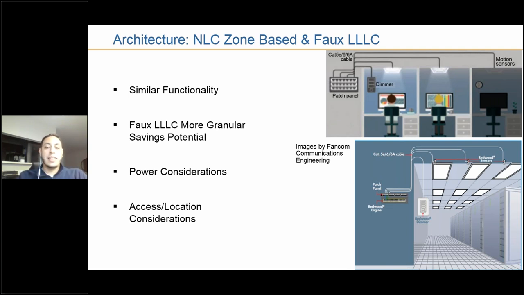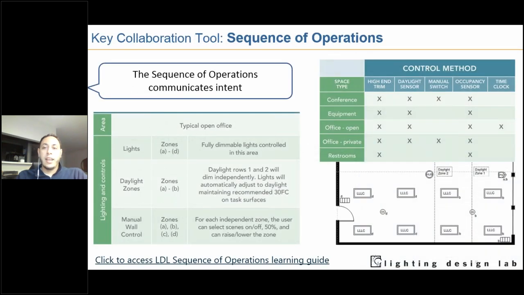But you can see with PoE lighting, you can have your motion sensors be separate from your fixtures, a valid architecture just like in non-PoE lighting. You can also have integral occupancy and daylight sensors in fixtures. However, they're not necessarily considered LLC, and we'll talk about that right after this.